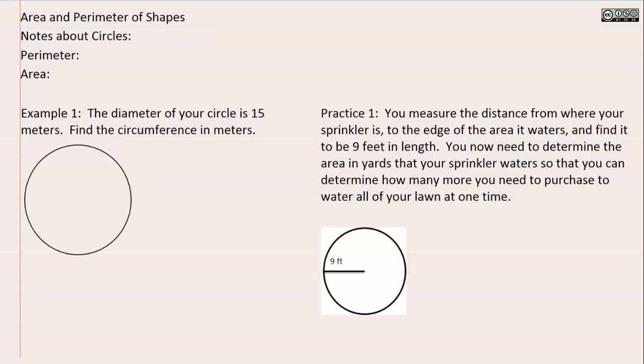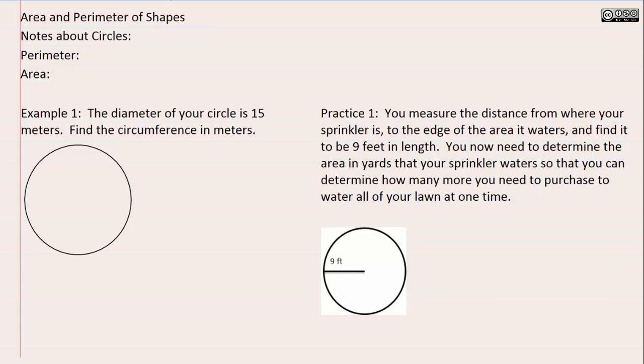Today we will be learning about the area and perimeter of shapes. To begin with, let's learn about circles. There are a few things about circles we had learned previously, such as the diameter, radius, and circumference. Now we will learn a little bit more about each of those.